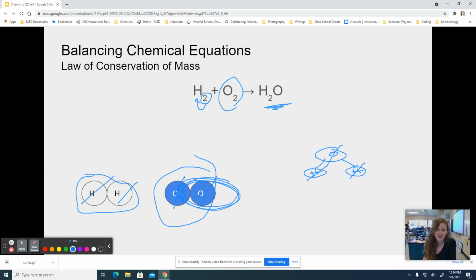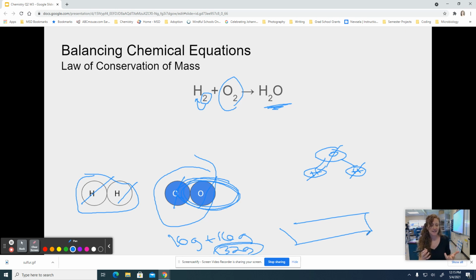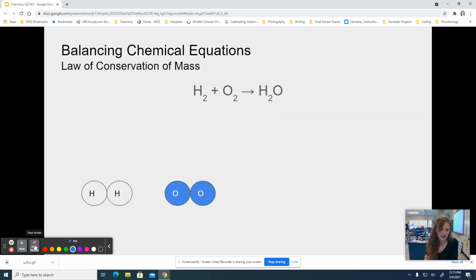We need to balance this reaction to make sure that whatever mass we start with on one side of the reaction is the same as the mass that I end with. If I start with two oxygens on one side of the equation, right, oxygens weigh 16 grams, so I have 32 grams of oxygen on one side of the equation. Well, I need 32 grams of oxygen on the product side of the equation as well. And that way I am following the law of conservation of mass, which is true for any chemical reaction. So I'm going to teach you how to do that today.